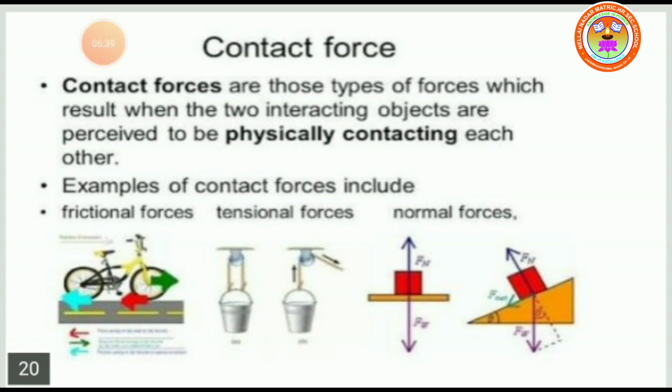Contact forces are those types of forces which result when two interacting objects are in physical contact with each other. Example of contact forces: frictional force. The example given in bicycle, the friction between the tire and the surface of the road. That's why the bicycle is moving. Tensional force, the water is drawn from the well. Normal force, push or pull.